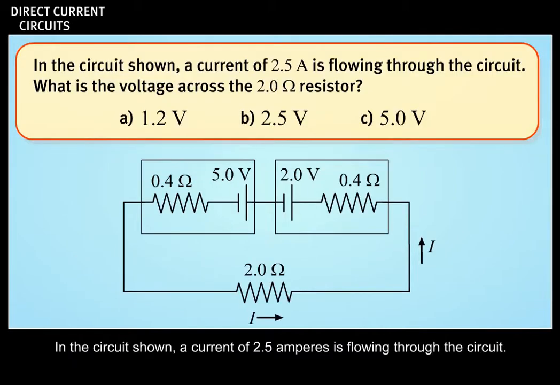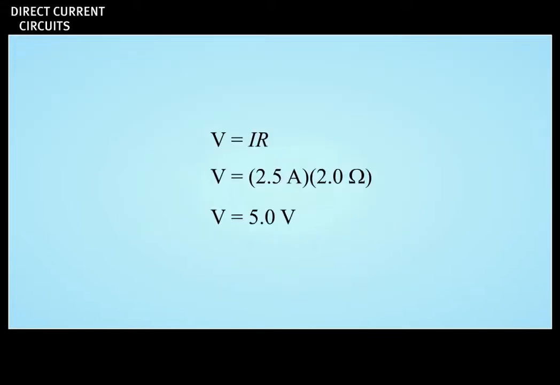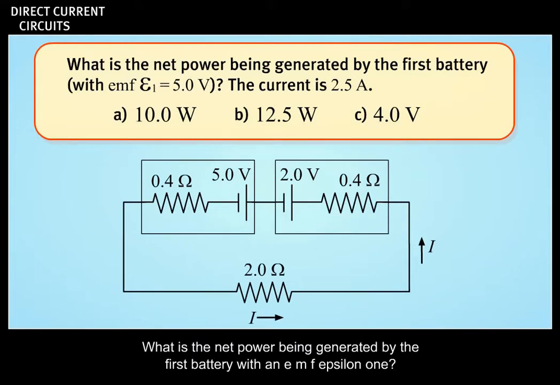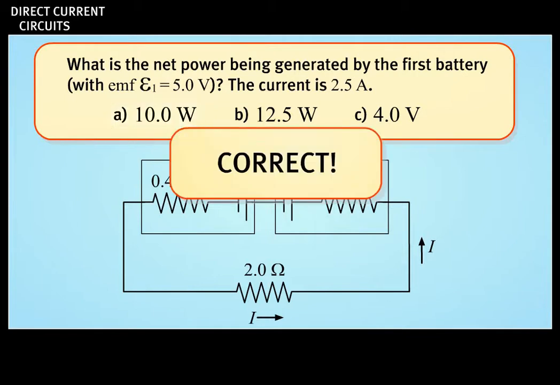In the circuit shown, a current of 2.5 amperes is flowing through the circuit. What is the voltage across the 2 ohm resistor? Correct. What is the net power being generated by the first battery with an EMF epsilon 1? The current is 2.5 amperes. Correct.